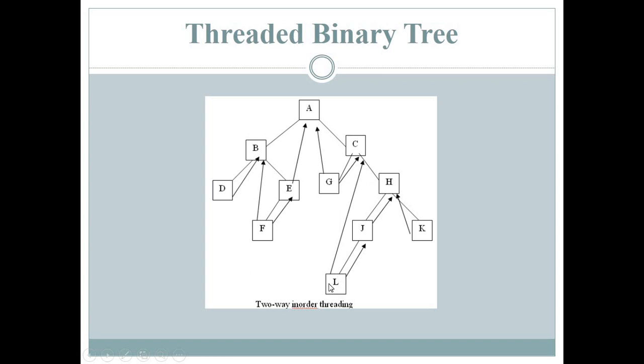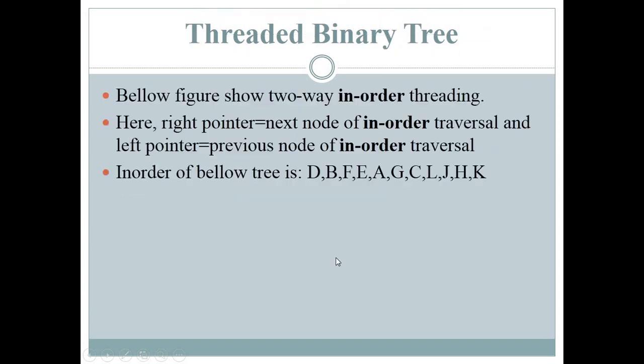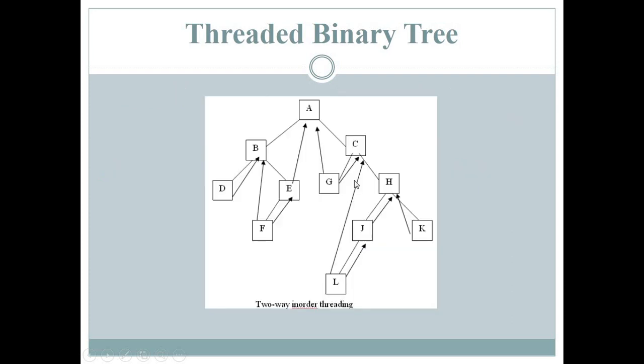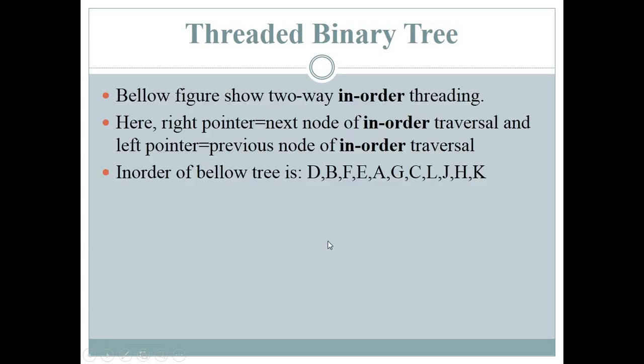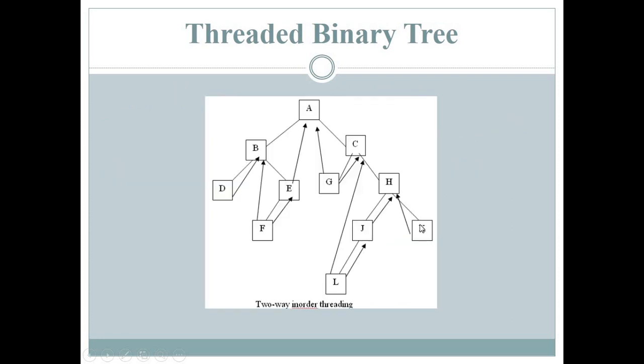Let's check for the L. If L does not have any left child, then L will point to the C. So here L points to the C. Let's check for the K. The previous node of K is H, so it will point to the H. So this is the two-way threaded binary tree.